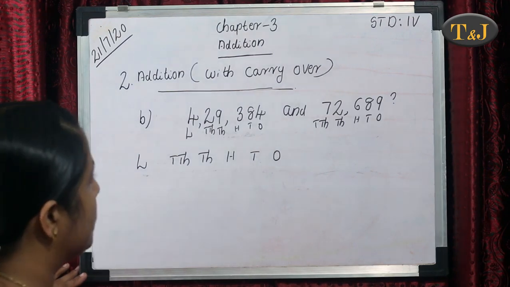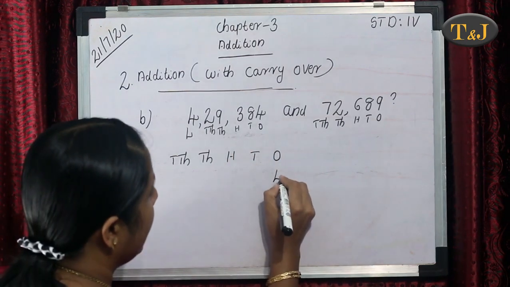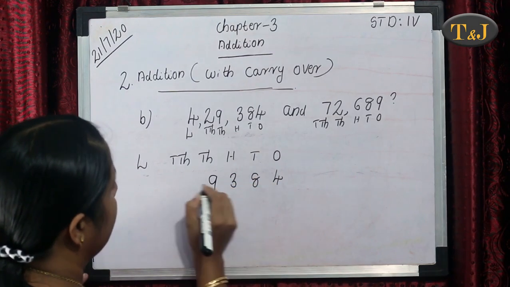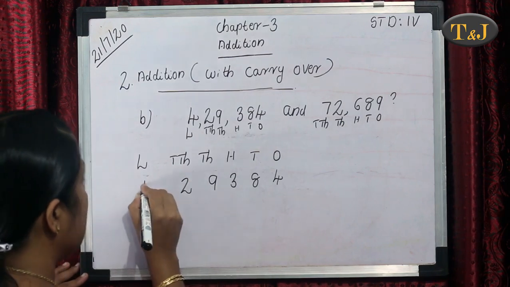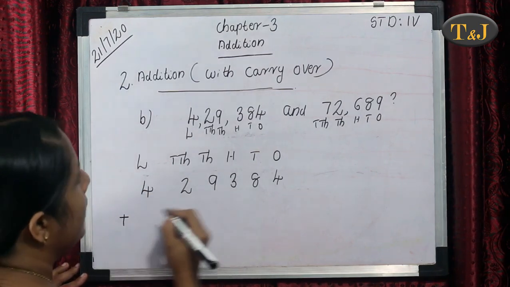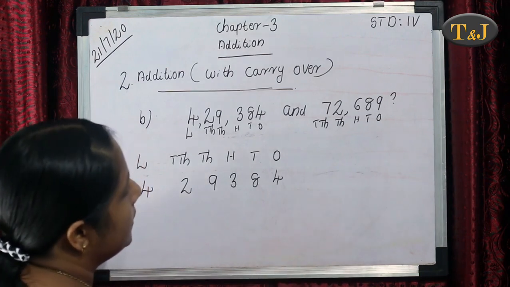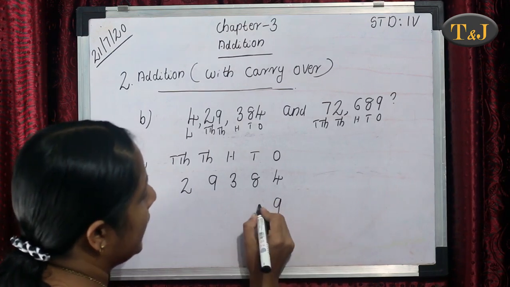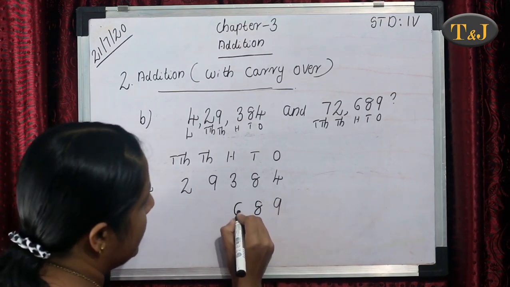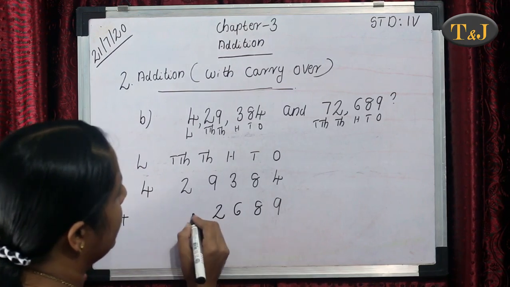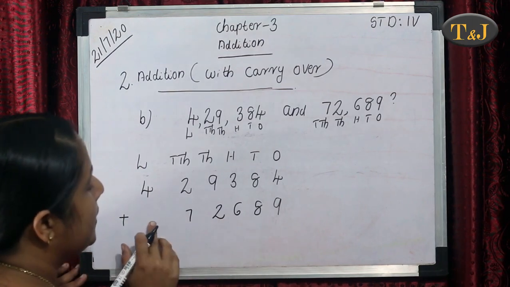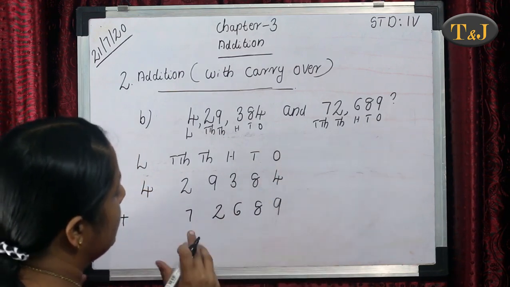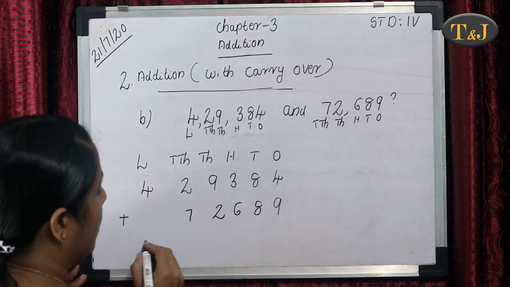First we take the first value: 4 in ones place, 8 in tens place, 3 in hundreds place, 9 in thousands place, 2 in ten thousands place and 4 in lakh place. Then put the plus sign. Next we take the second number, 72,689. First write 9 in ones place, 8 in tens place, 6 in hundreds place, 2 in thousands place and last 7 in ten thousands place. There is a vacant place here, there is no value for lakh.